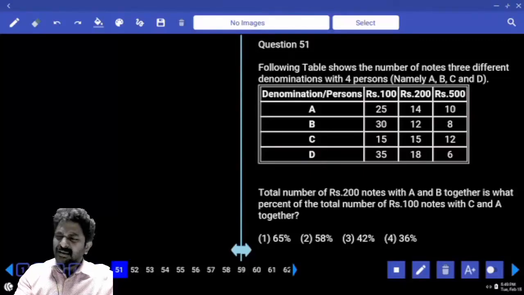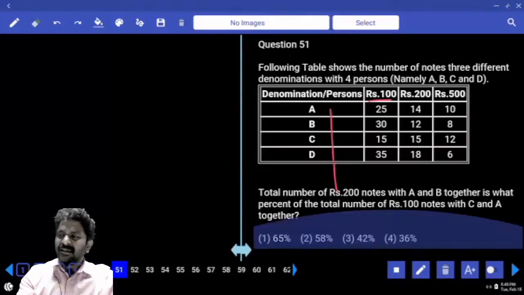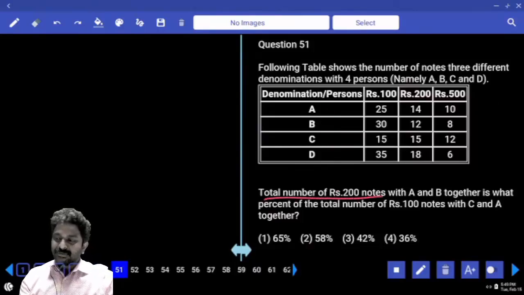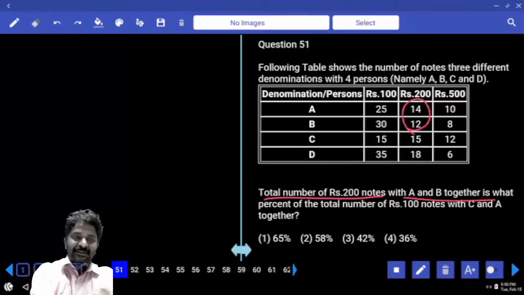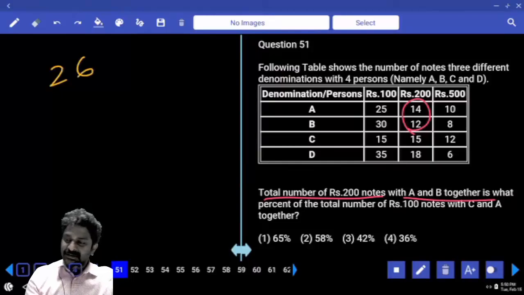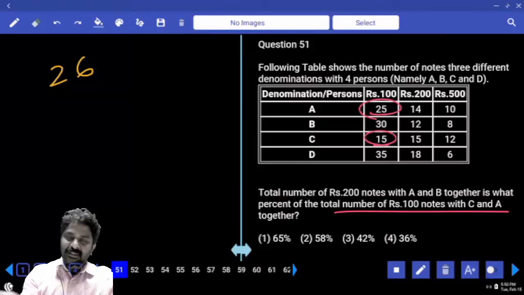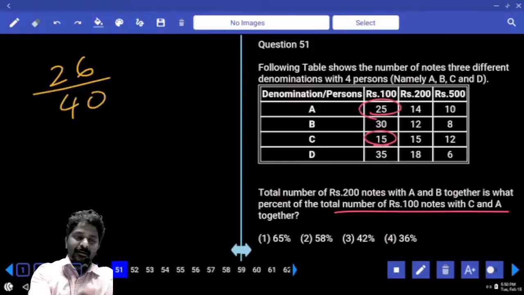So there is a table, persons A, B, C, D, and denominations 100, 200, 500 rupees. Total number of 200 rupee notes with A, B together, which is 26, is what percent of the total number of 100 rupee notes with A and C together? How much is that? 40. Percentage into 100. 20.